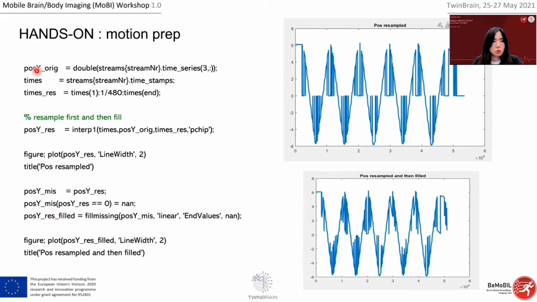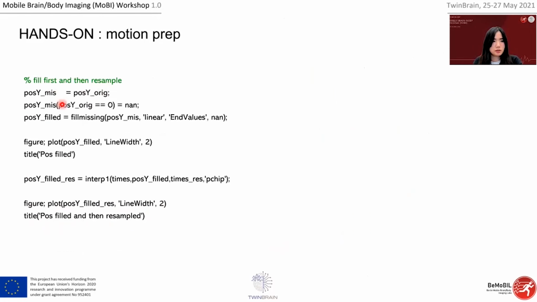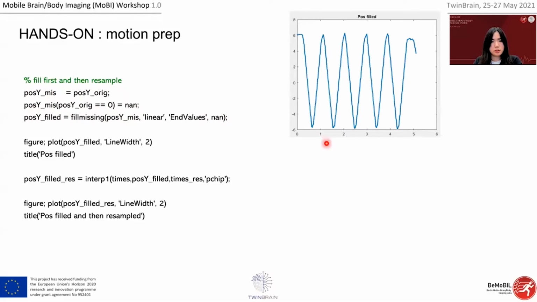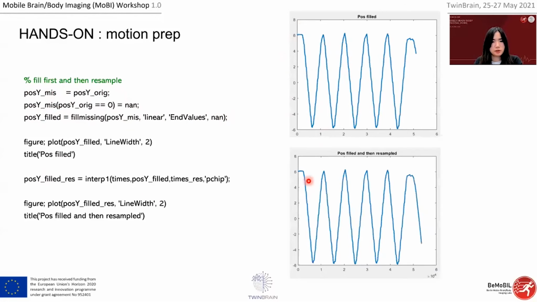So we now go back to the position Y original data and try the same operation in reversed order. You first find the occlusion artifacts and then interpolate to fill. And then this is already clean. From here, it's easy to resample and gain cleaner looking resampled data.